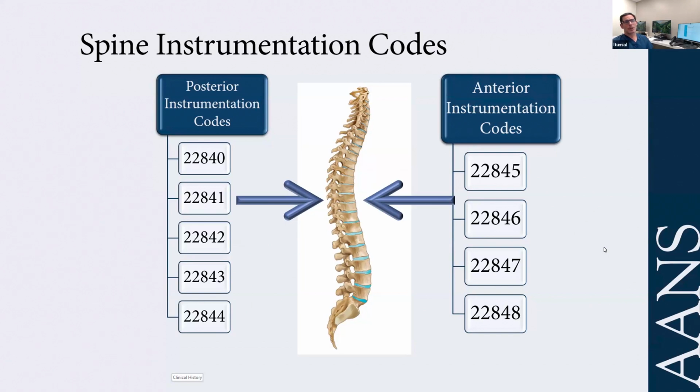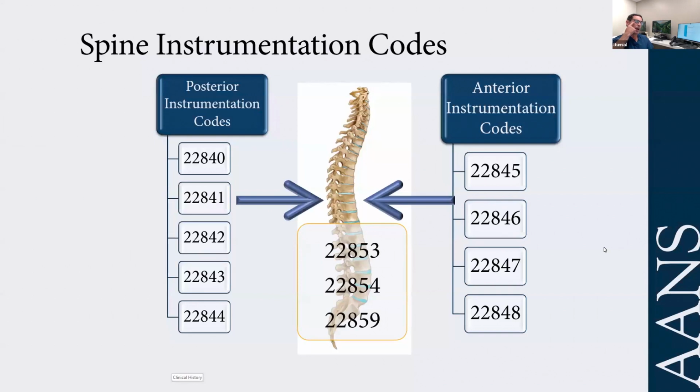There is a definition that has to be met because, for example, there are standalone interbody technologies where, if a plate is not separate and distinct from the interbody spacer, then it does not meet criteria to be used for an anterior instrumentation code. More examples of that to follow.